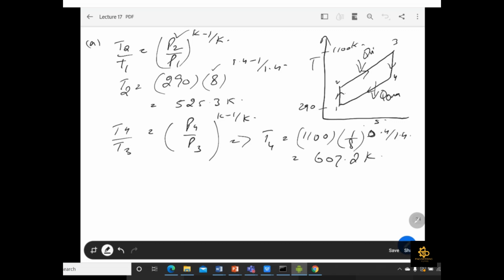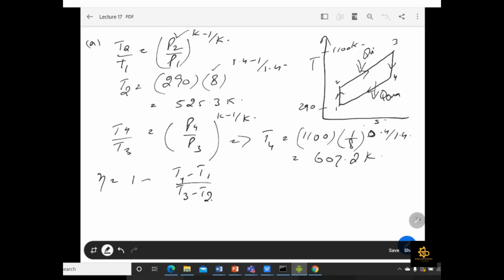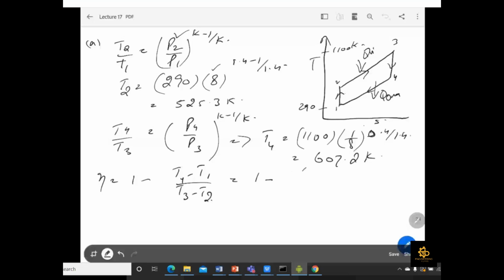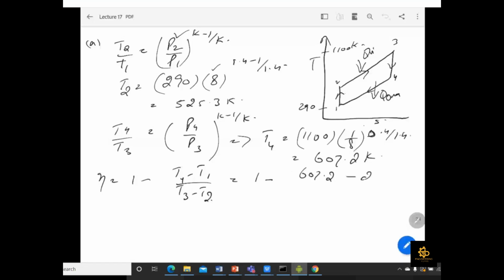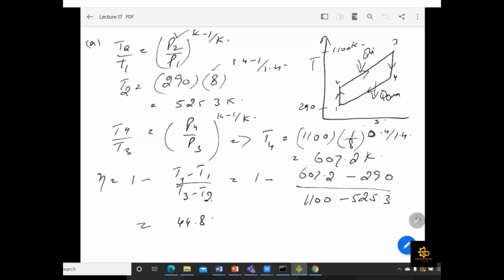Okay, so now both of these temperatures are known to us, so we can easily find the thermal efficiency. For thermal efficiency, we already know that it is 1 minus (T4 minus T1) divided by (T3 minus T2). Okay, so this equation we already saw in the previous lecture as well. So we can simply put the values: 1 minus (607.2 minus 290) divided by (1100 minus 525.3, which is the value of T2), and it turns out to be 44.8%, which is the thermal efficiency.